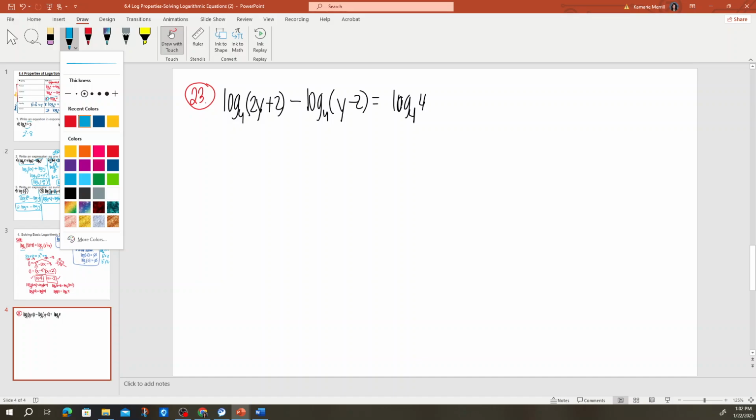Don't distribute negatives into numbers. It would be an exponent. I'm so glad that you said that. Did anybody just think, I'm going to clear my logs?